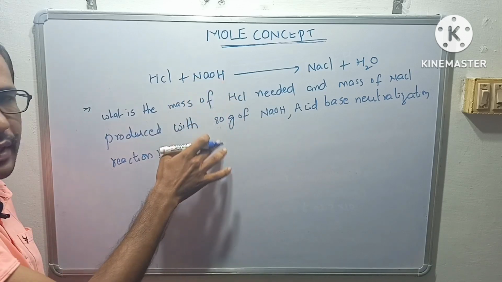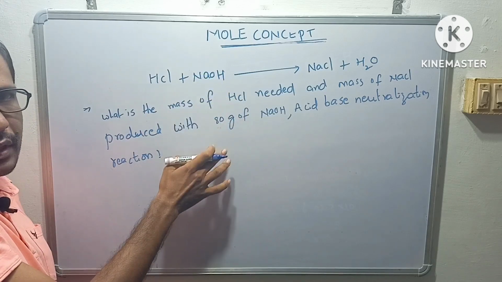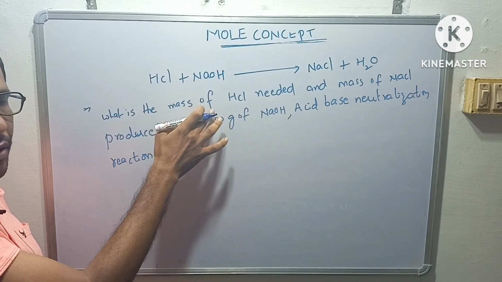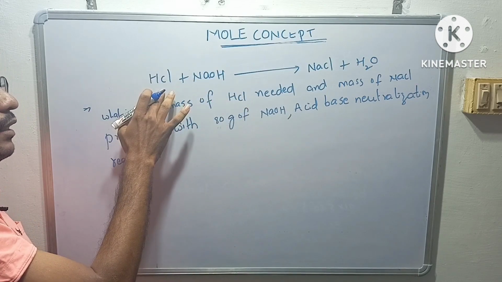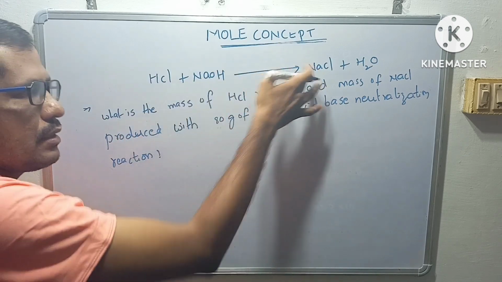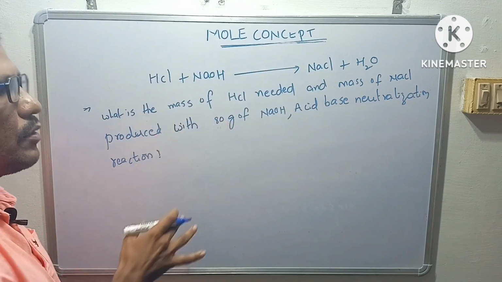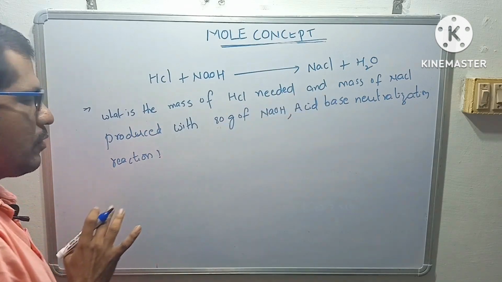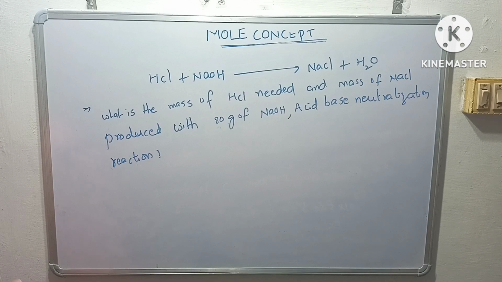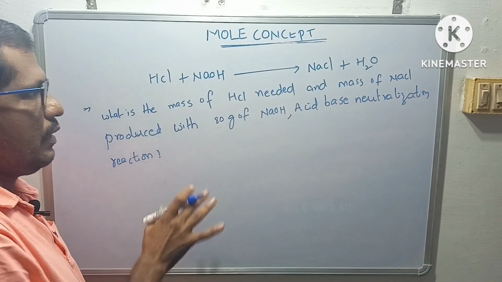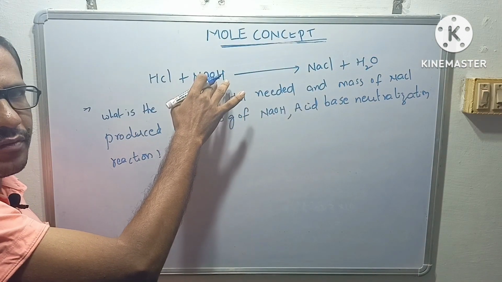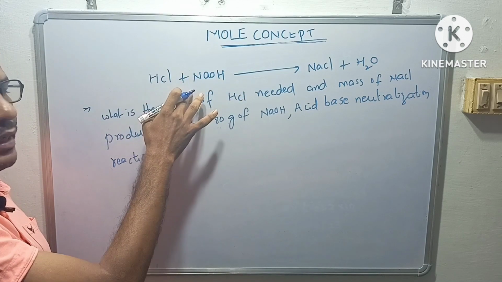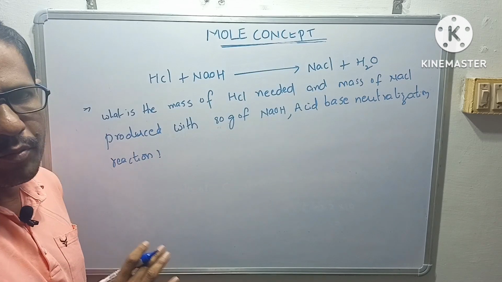So he is giving the mass of the NaOH, and he is asking us to calculate the amount of HCl needed and NaCl produced. This is the simple acid-base neutralization reaction. That's why he mentioned here acid-base neutralization reaction. I show you now how to calculate this. I repeat, he has given the mass of the NaOH and he asked us to calculate the mass of HCl needed and the mass of NaCl produced.